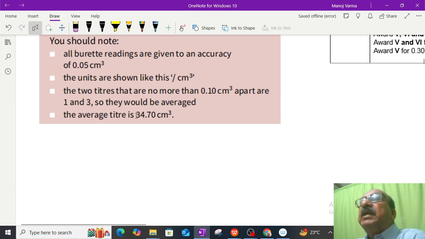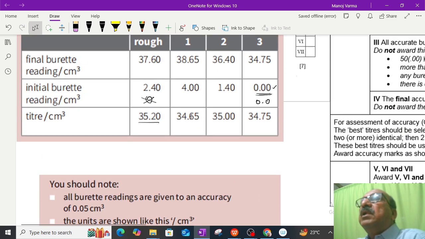So then the average titer, right? You will take 1 and 3, add them, divide by 2, and then this is the average titer that you will write. So these are the small but important precautions that you have to take, right? And then only you will get the marks. And now the last point.